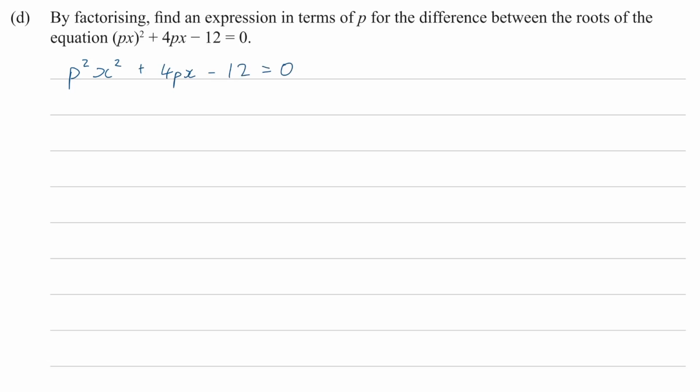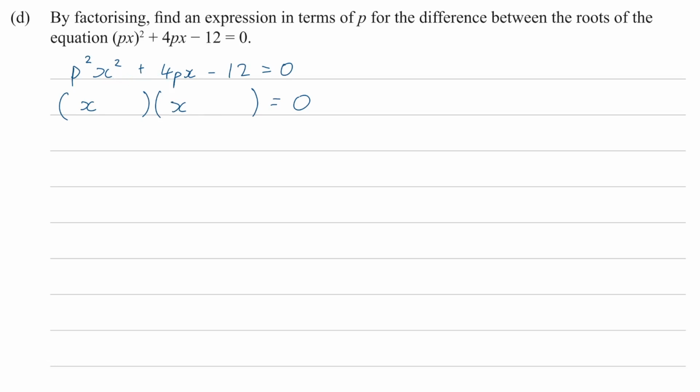So remember, factorizing is getting two sets of brackets and finding what multiplies to get to the negative 12 and adds to get to the positive 4p. Now, it would be that simple if the coefficient of x squared was 1, but it's p squared. So instead of just x and x, we also need to consider the coefficient of the x, so that when we expand it out, we get p squared x squared.